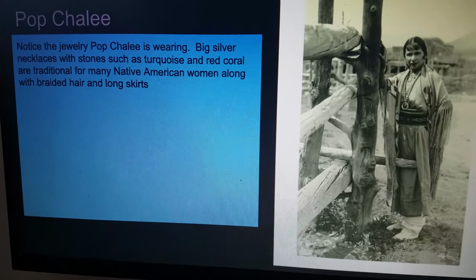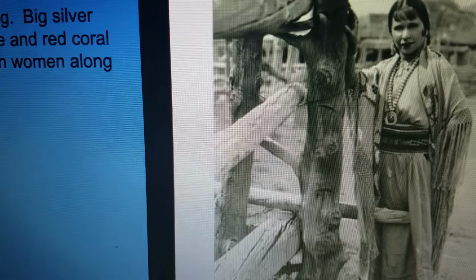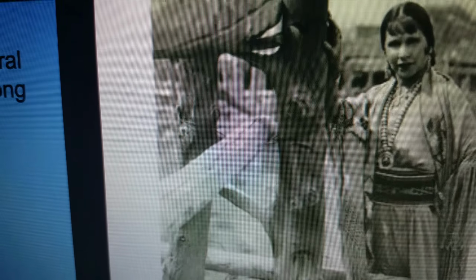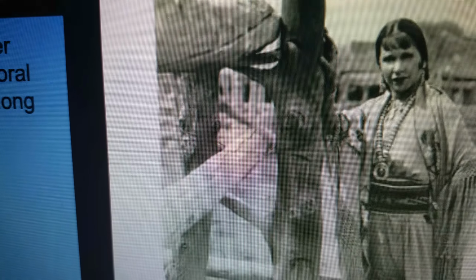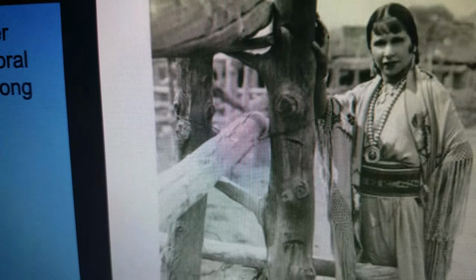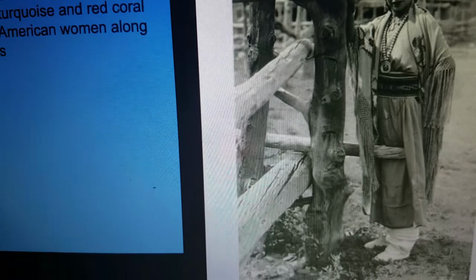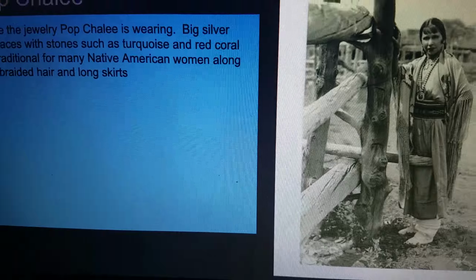There she is again, and you can see that she's wearing kind of a more traditional dress. So she has a lot of big, beautiful turquoise jewelry, stones and silver. Looks like she has some moccasins on her feet.